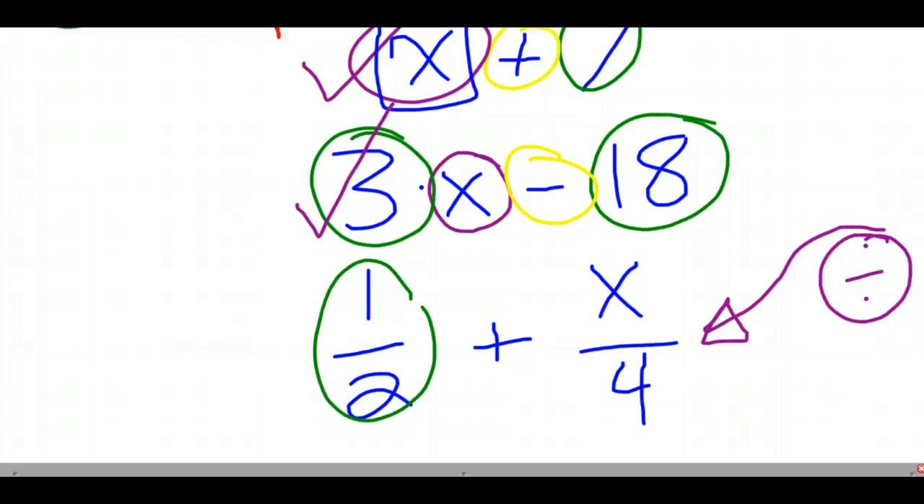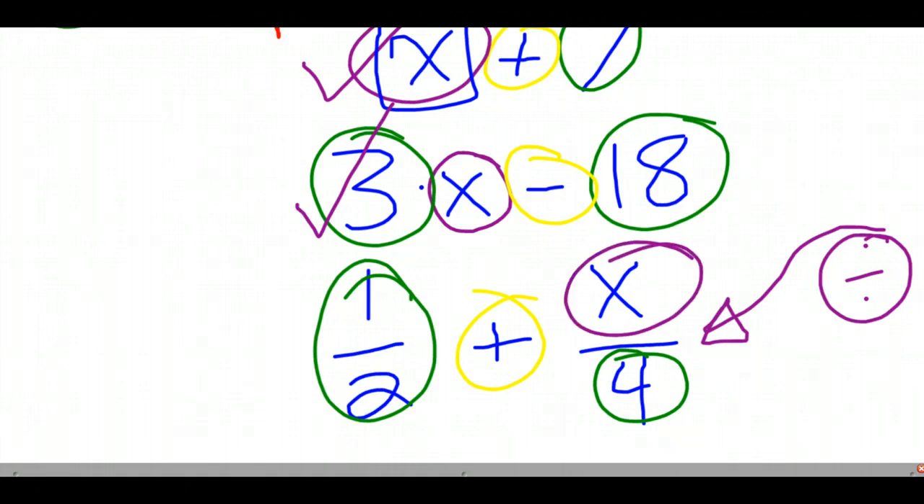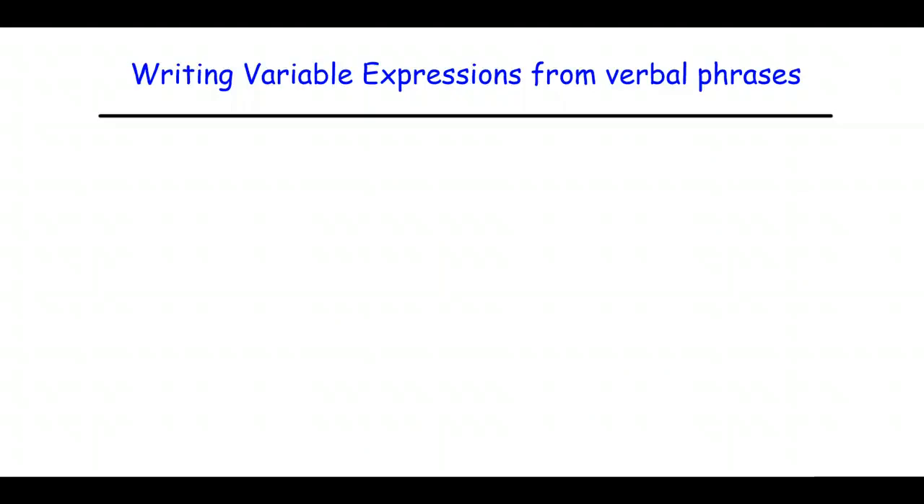We have numbers, we have operations, and we have variables. So this is indeed a variable expression. So one thing we can do, which is the last thing I'll leave you with in this video, is write variable expressions from verbal phrases. So taking some words that describe what we're meant to do and writing a variable expression from them.